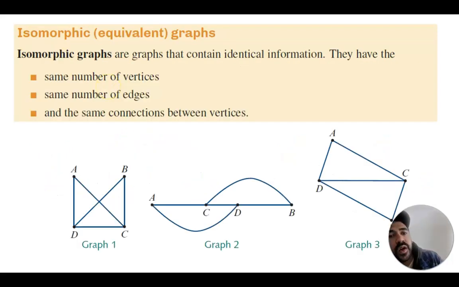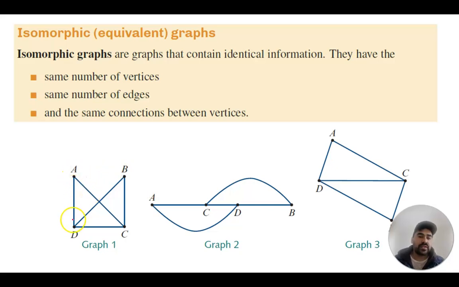An isomorphic, also known as an equivalent graph. These graphs contain identical information, and they have the same number of vertices, the same number of edges, and the same connections between these vertices. So even though visually graph 1, graph 2, and graph 3 look different, they're all technically equivalent. The representation of these graphs are the same.